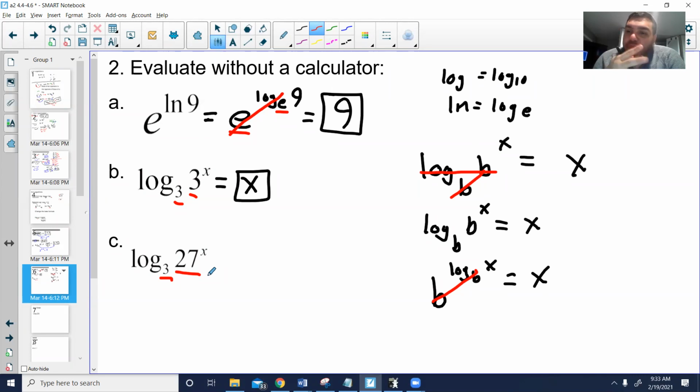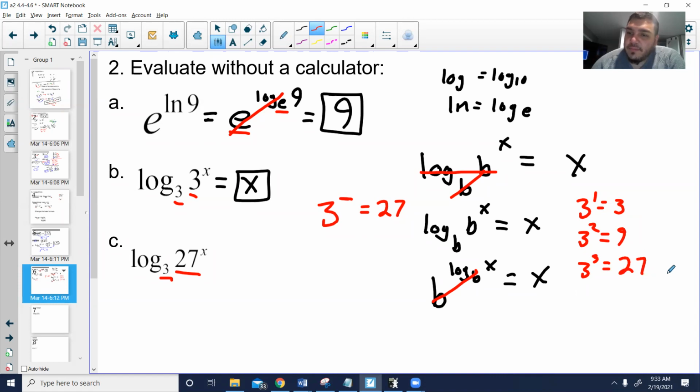Now, 3 times something gives you 27. That's nice to know, but we need it to be in terms of exponents. So we need to see if 3 to some power gives you 27. We know 3 to the 1 power is 3. 3 to the second power, 3 times 3 is 9. 3 to the third power equals 3 times 3 times 3, 27. Wait a second. 3 to the third power equals 27.